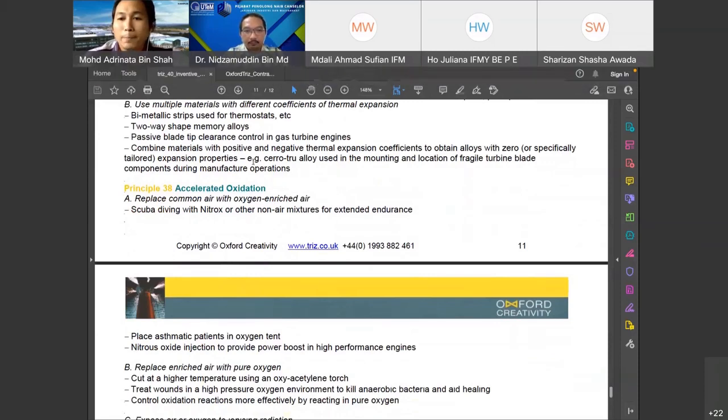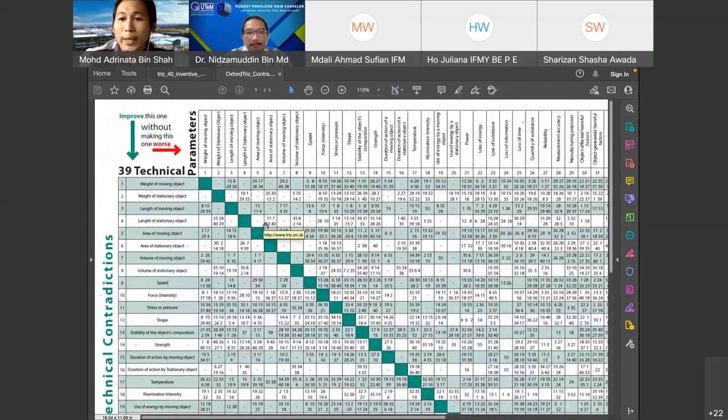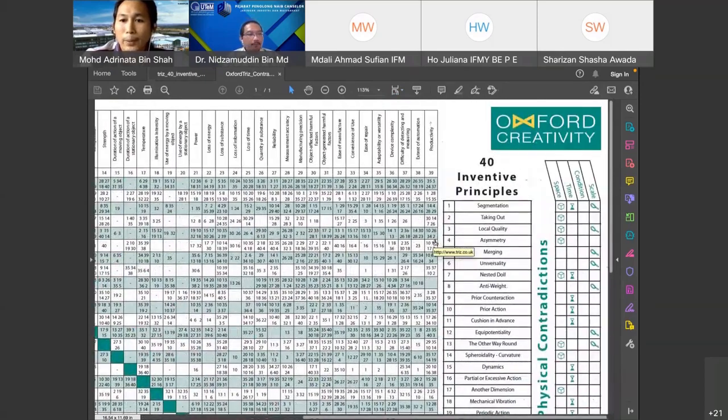The conclusion for today is that we have 39 parameters and 40 inventive principles. Again and again, you have to know the engineering contradiction, which is improved and which is worse, before you go to the 39 parameters. Then from the 39 parameters, you find the improved and worsened from the column and row. Then you find the 40 inventive principles. After that, you get the general solutions, and then you make your own specific solutions.